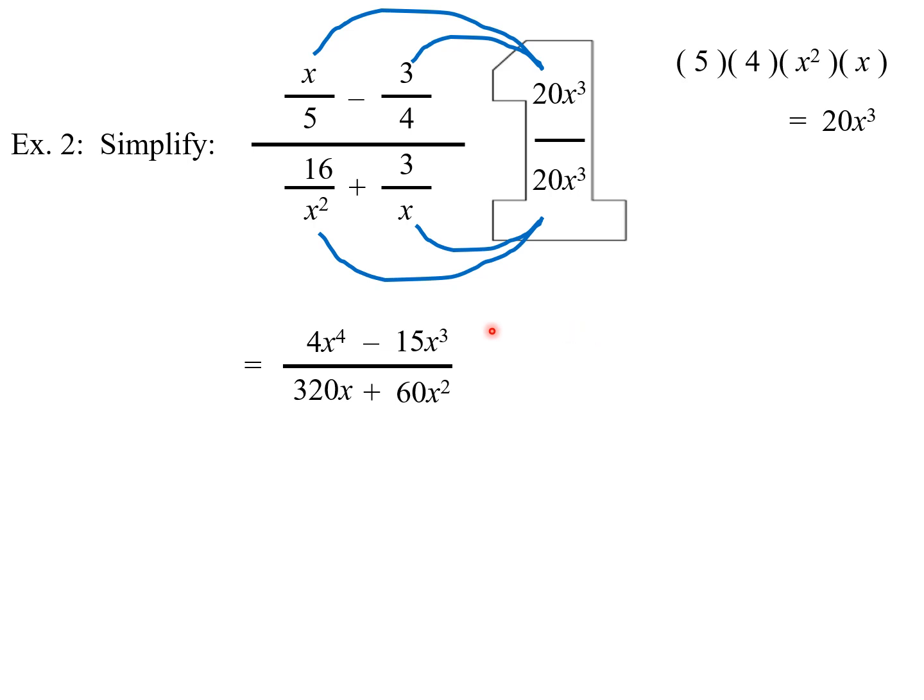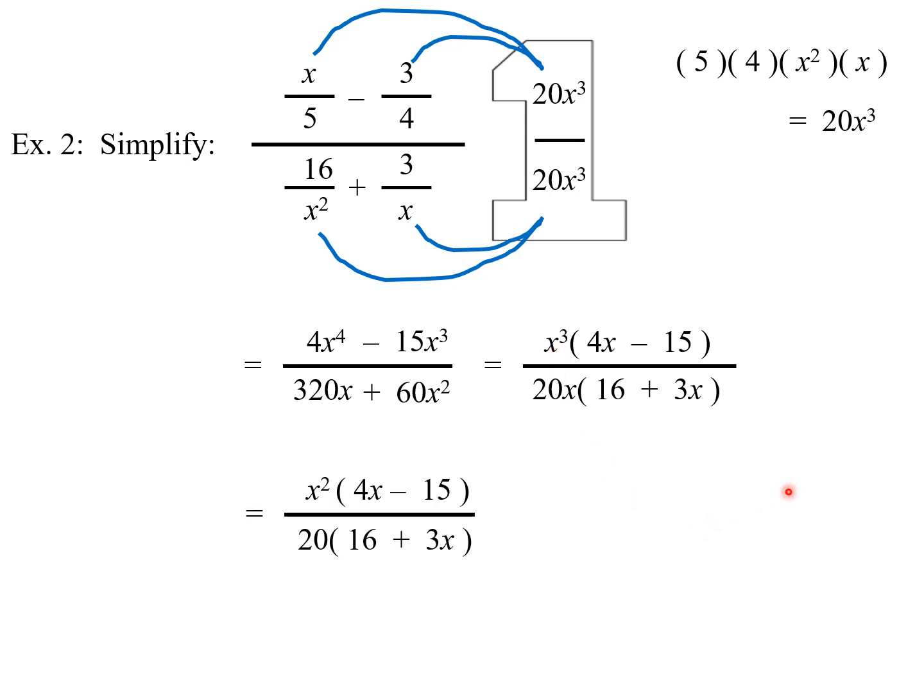We can simplify this a little bit further by factoring out an x cubed from the numerator, okay, and a 20x from the denominator, okay, and this is what we get. Okay, once we factor those out, I can simplify this yet further by noticing there's an x cubed in the numerator and an x in the denominator. This x will cancel out one of them in the numerator, and what we have is this: x squared times quantity 4x minus 15 over 20 times quantity 16 plus 3x. And that is as far as we can take it.